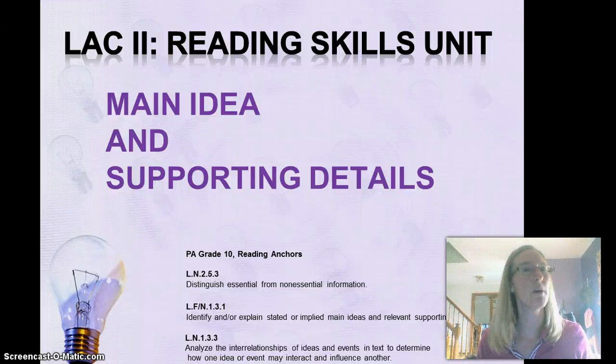We talked yesterday about main idea, and during today's lesson we're going to review main idea a bit, and then we're also going to move forward and start talking about supporting details.